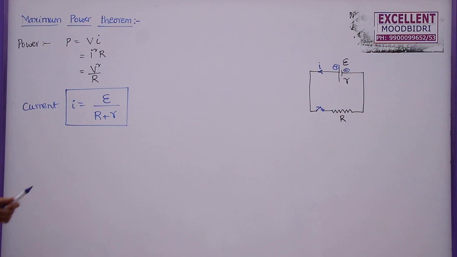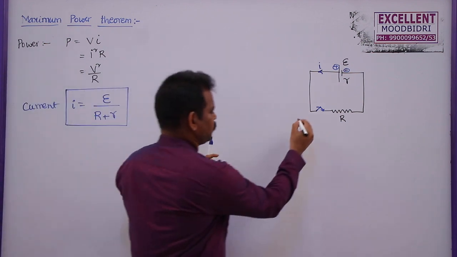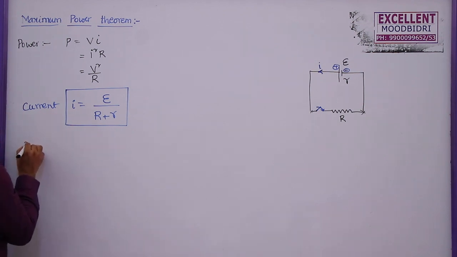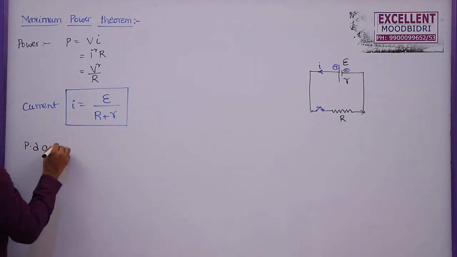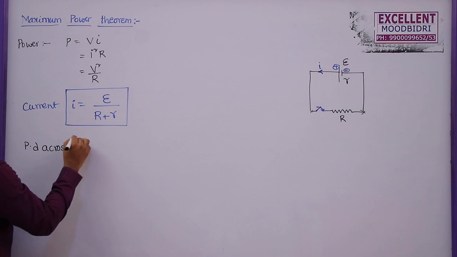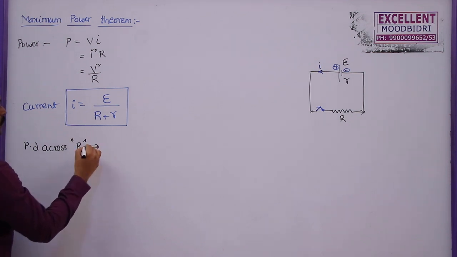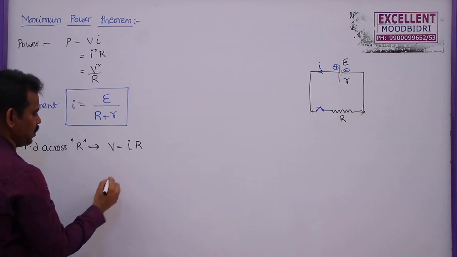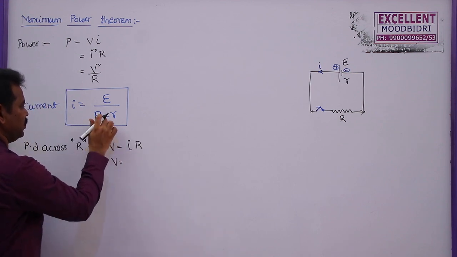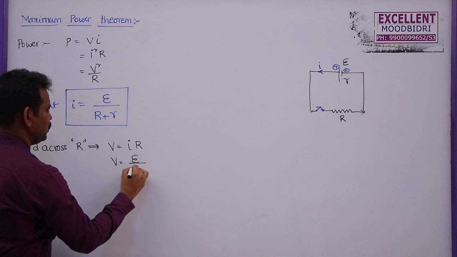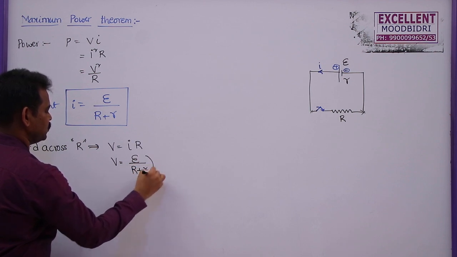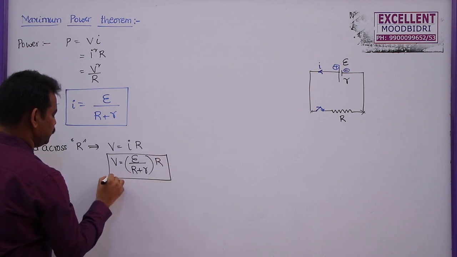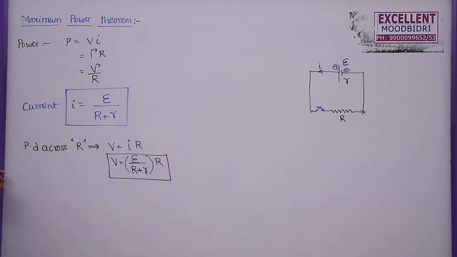Now, what is the potential difference between the two ends of this resistor? The PD across R is given by V is equal to I into capital R. So, V is equal to I, which is capital E by capital R plus small r, into capital R. So, this is the potential difference between the two ends of this resistor.